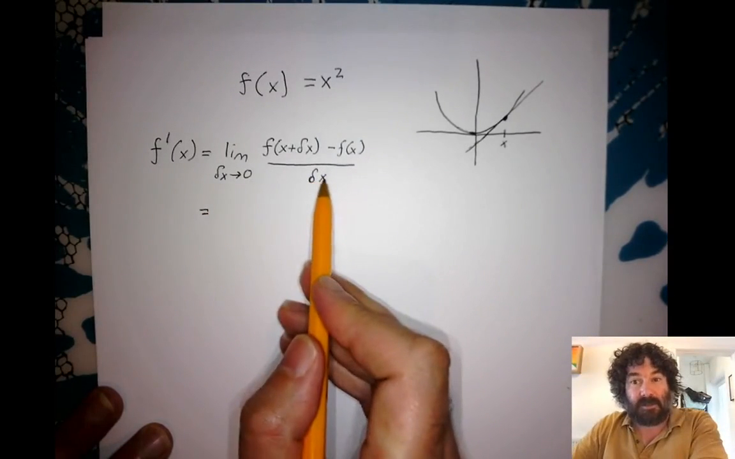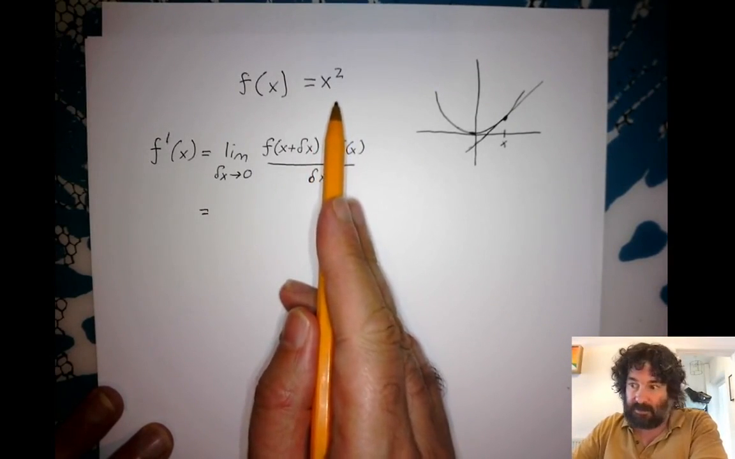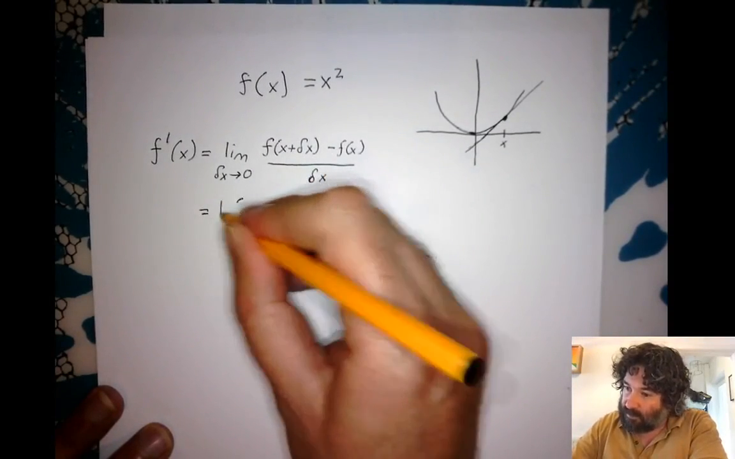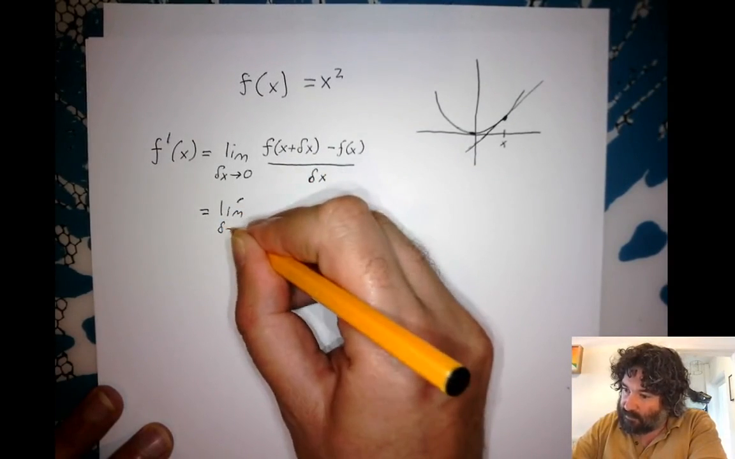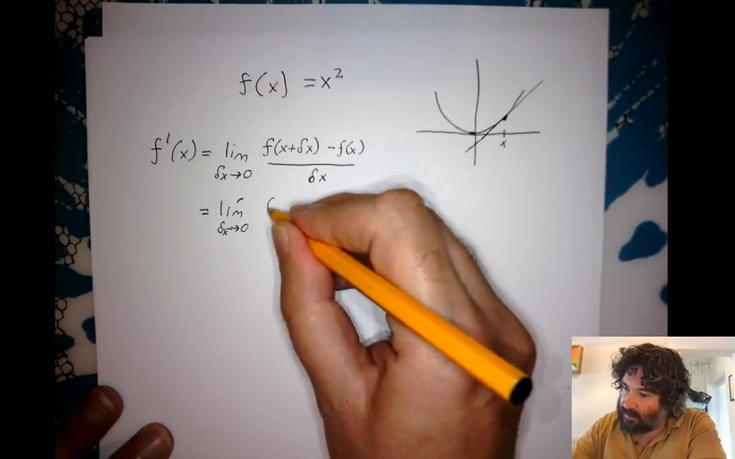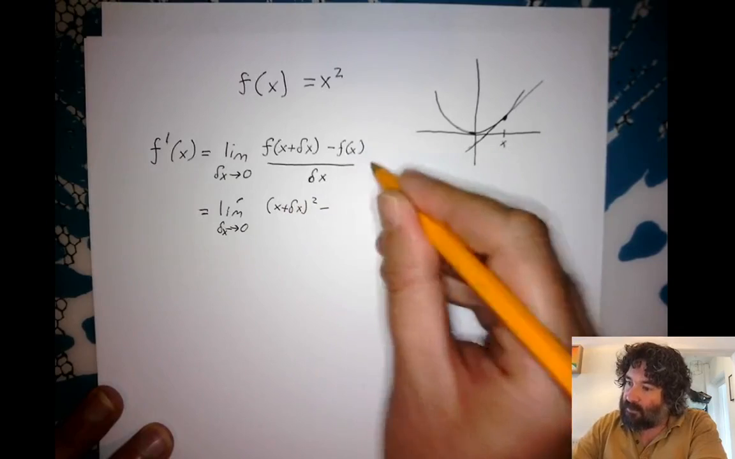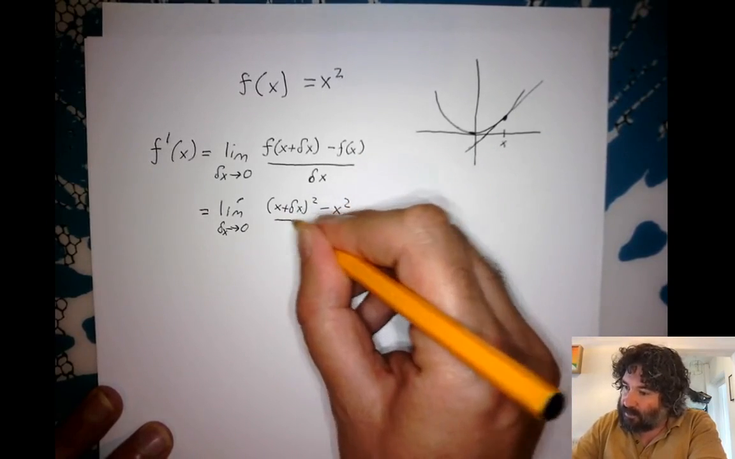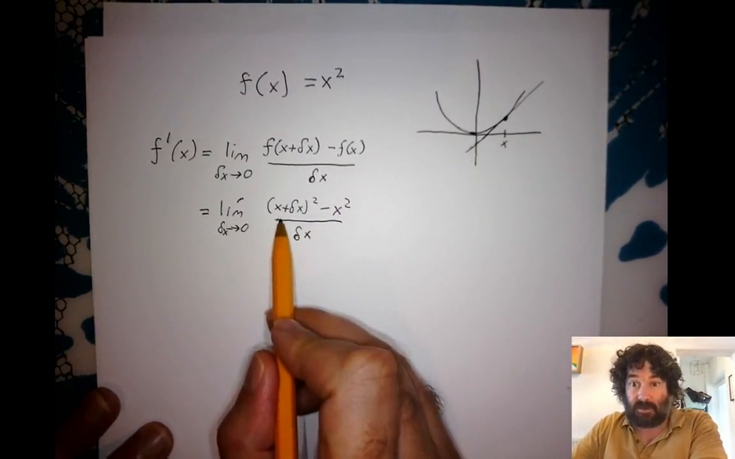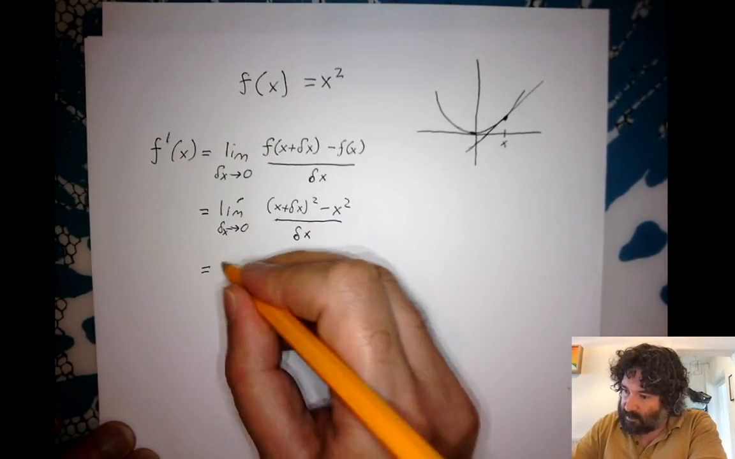So this is the general definition from the slide, and let's put in the particular function that we're trying to take the derivative of here, x squared. So first we have the limit. F of x plus delta x is x plus delta x squared, minus f of x, that's x squared, divided by delta x. And so you can use your algebra in order to expand this square binomial expression.